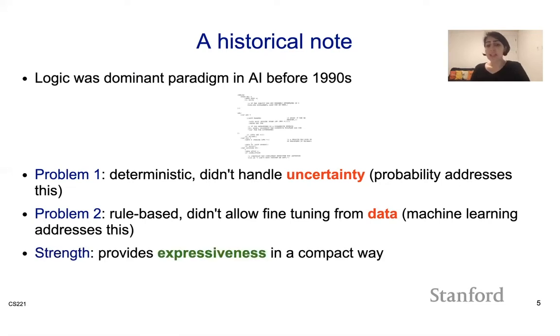Okay. So problems 1 and 2 are weaknesses of logic, but in general, logic has some sort of strength that some of the state-of-the-art models today don't really have. And I think there is really an opportunity here to use ideas from logic in some of the more modern machine learning systems or more modern AI systems. And the strength of logic is expressivity.